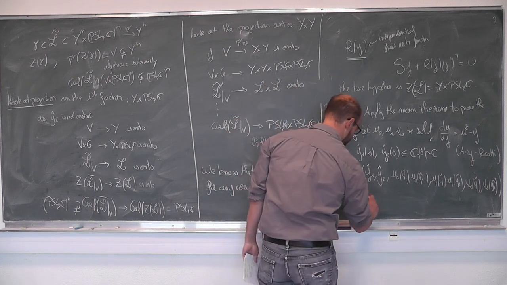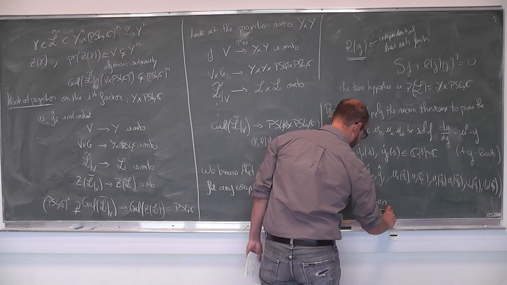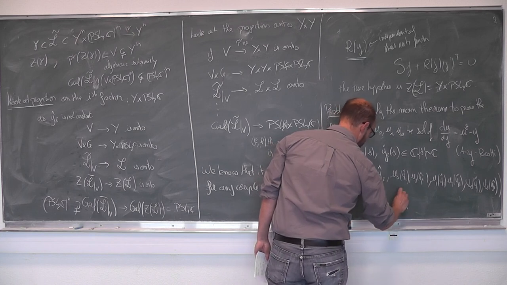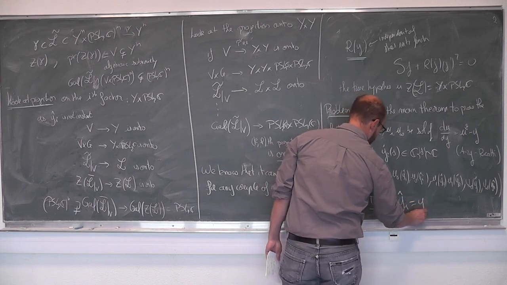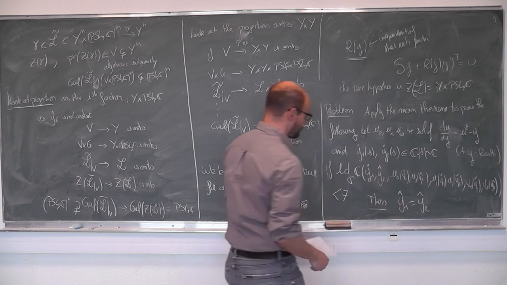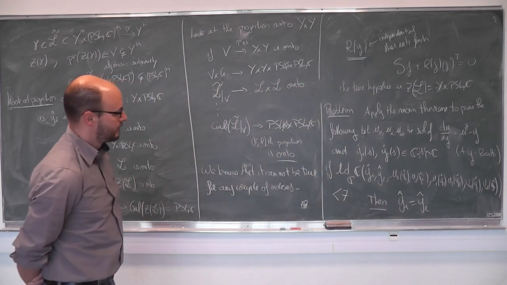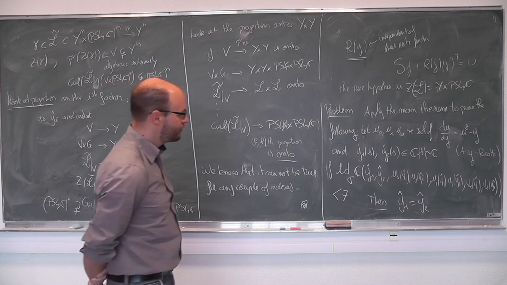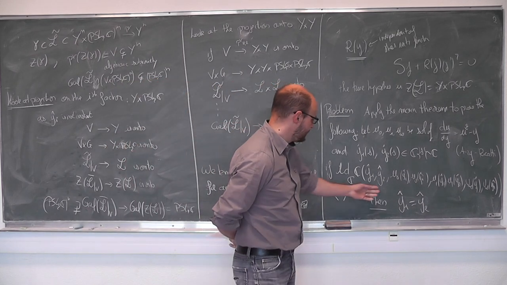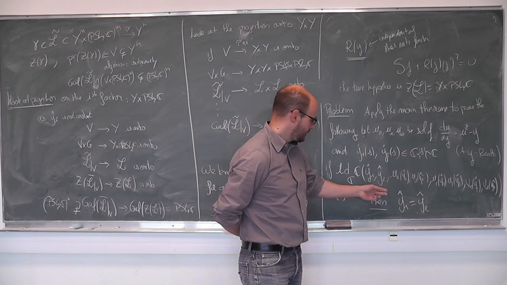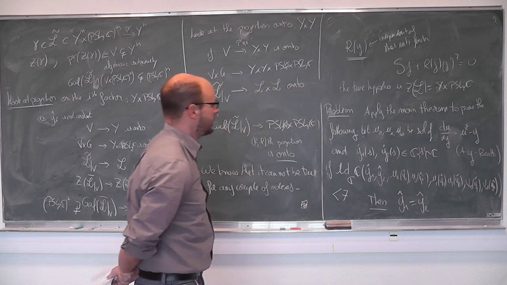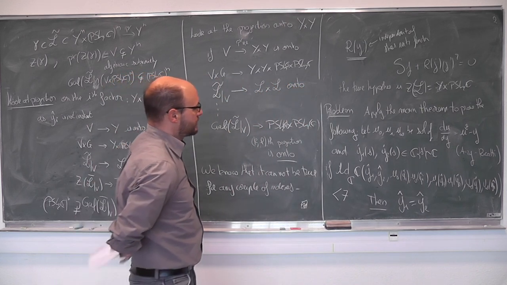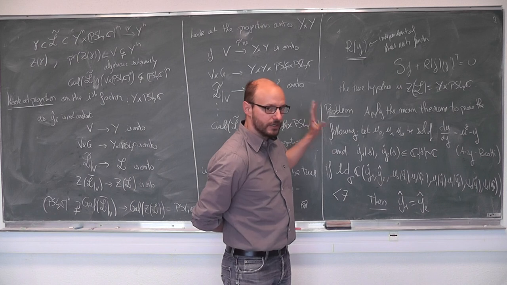Then y1 hat equals y2 hat. So if you have two polynomial relations, then these functions must be the same. There are no other choices. And so this is a real problem because the theorem will not apply directly.